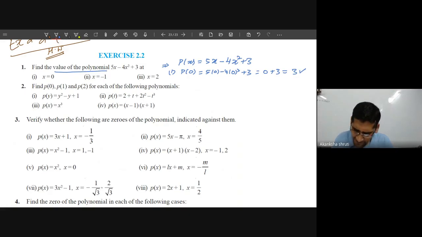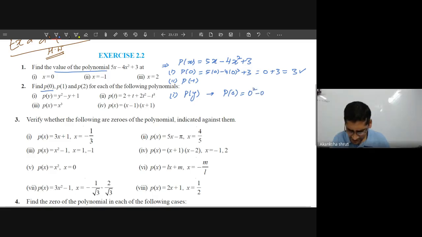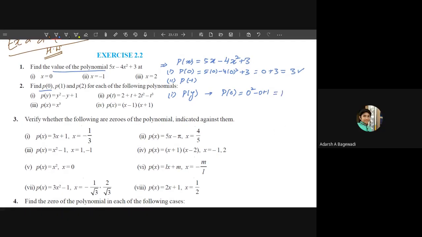Similarly, in the second one you can get p of minus 1, that value. So this way you can do it. Now, in question number 2, x equals to something is not given. For each of these, whatever p(y) is given, you have to calculate p of 0. How will you calculate p of 0? Substituting 0 square minus 0 plus 1, the answer coming is 1.